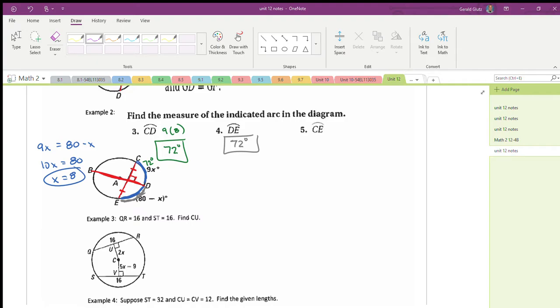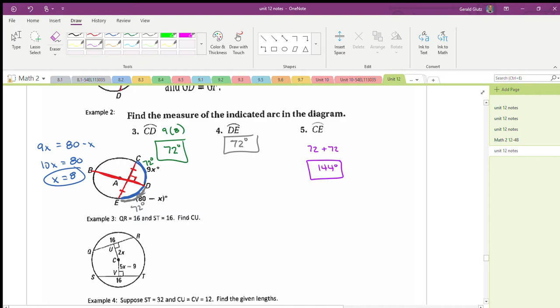And then CE, this was 72. So CE is this entire arc right here, from all the way from C to E. So CD was 72, DE was 72. So I could add those two together and get 144. So CE is 144 degrees around that arc.